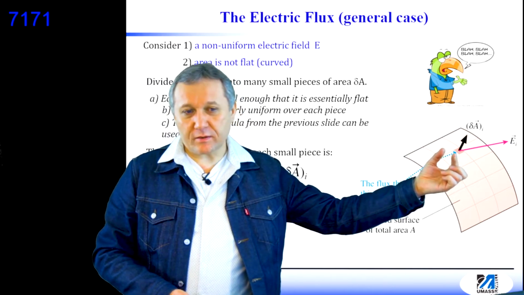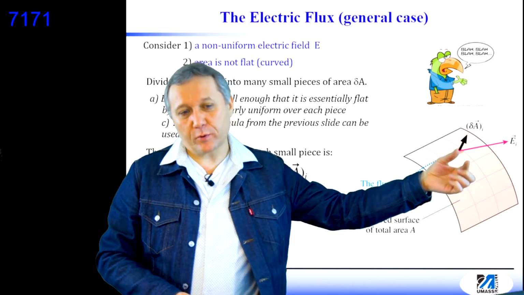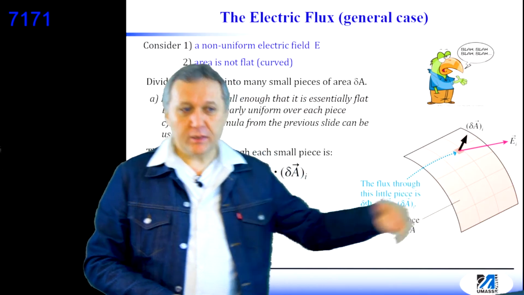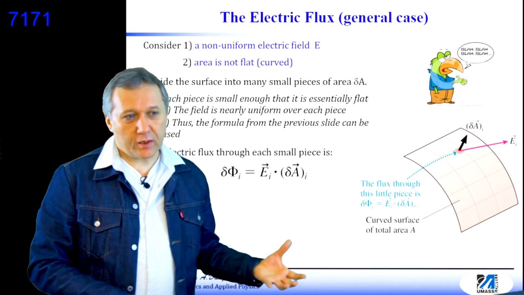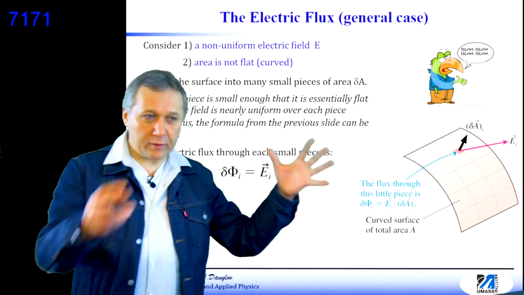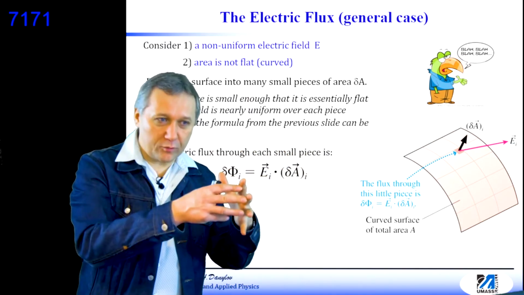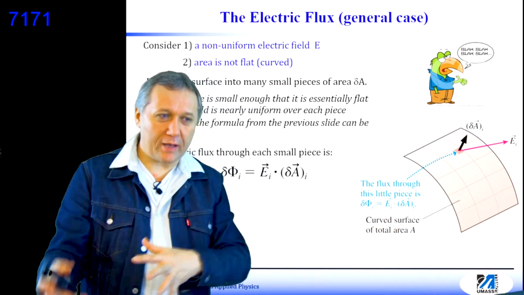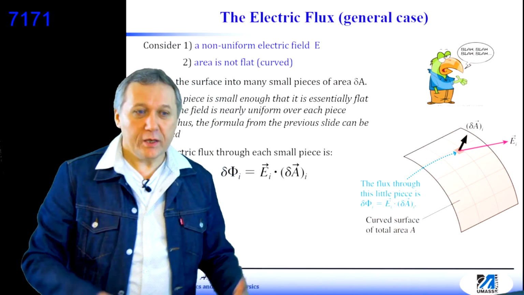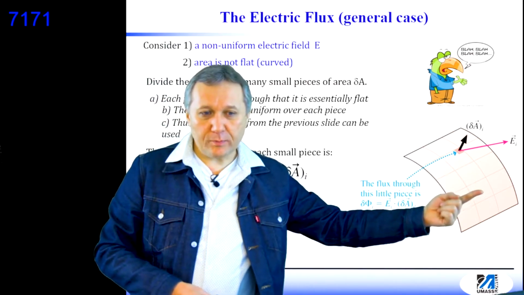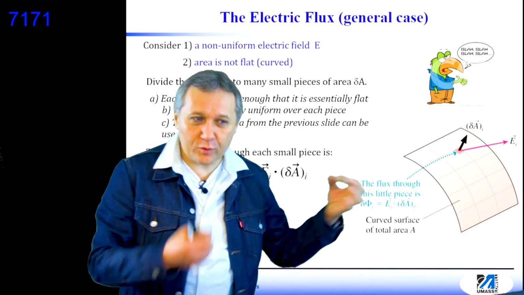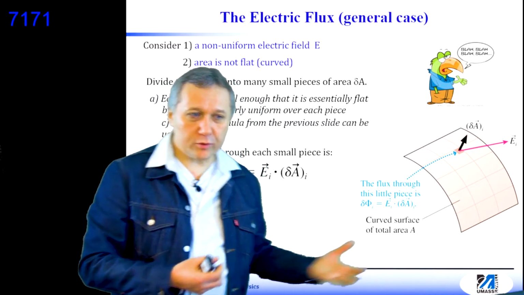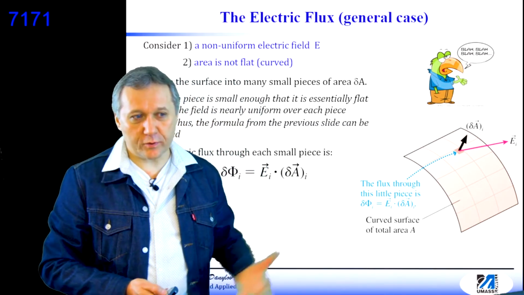So that's a small contribution from that patch, but at the same time I can take the patch next to this one. There will be another small contribution to the total flux. I will have to add those two values. Then next patch, again, there will be small contribution. I have to add that contribution to the previous two, and so on. So I'll have to keep moving, counting all those small fluxes until I cover the whole surface, this curved surface.